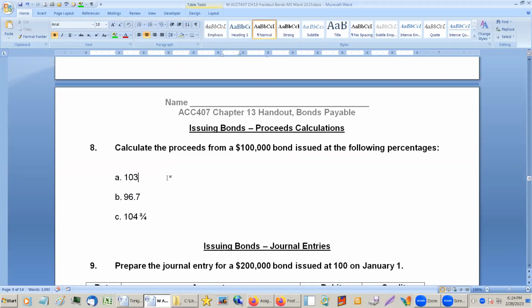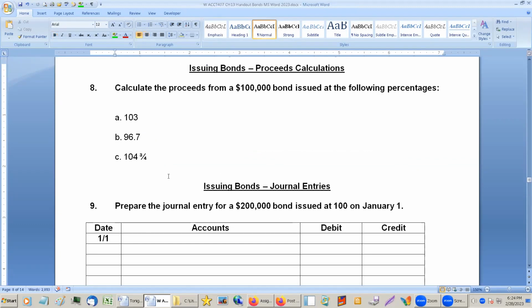Okay, let's go down here. Issuing bonds, and this is kind of what you'll see. Here are the following percentages for these bonds, and we're just going to calculate those. All right, so 103 is 103%. These are all percentages. They usually don't even put the percent on there. They'll just say they're issuing them at 103 or whatever it is. But these are actually percentages. So 103% is 1.03.